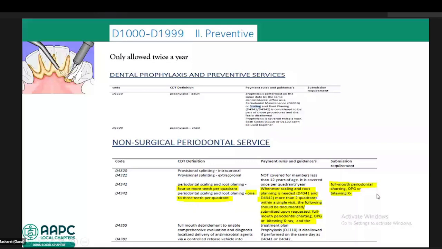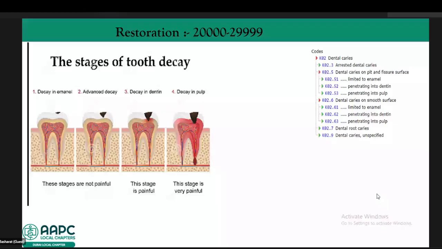So again, these are the codes you will find in most encounters in dental coding. Of course, all the patients, everyone is having these problems like caries. So mostly you will find encounters for RCT cases or restorations. For restoration, we have the 20,000 to 29,000 series for Abu Dhabi.